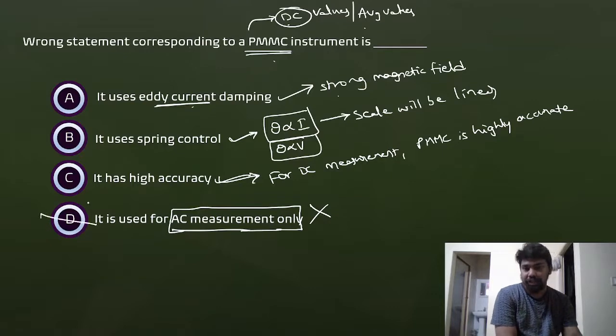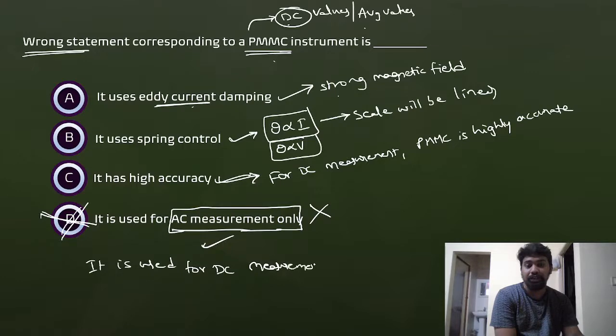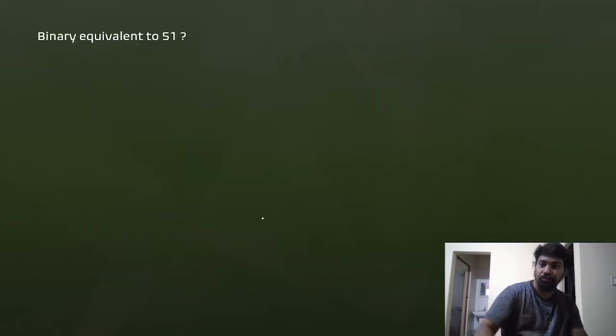So this statement is wrong. We need the wrong statement, so this is the correct answer. We can modify this statement as: it is used for DC measurement only. This is the correct statement. Option D is right here. Right? Let us go to the next question.